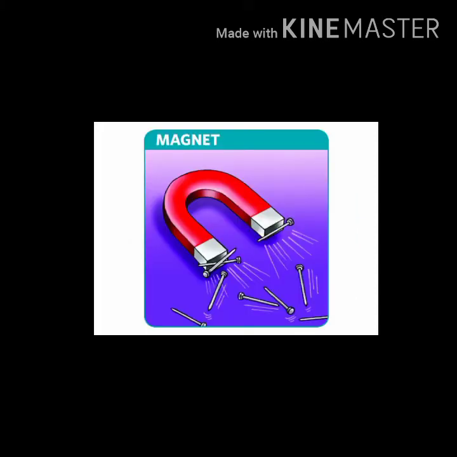A magnet attracts things made of iron. So, if we bring a magnet near iron nails or pins, the magnet pulls them towards it. Since the iron nails and pins move towards the magnet, it means that the magnet exerts a force on them. The force exerted by a magnet is called magnetic force.